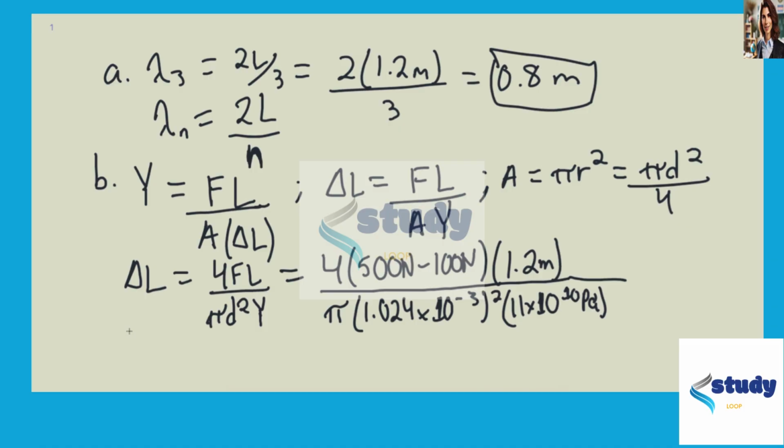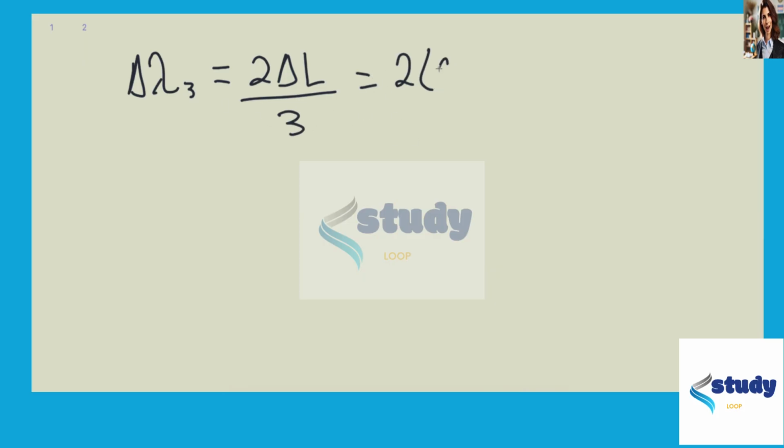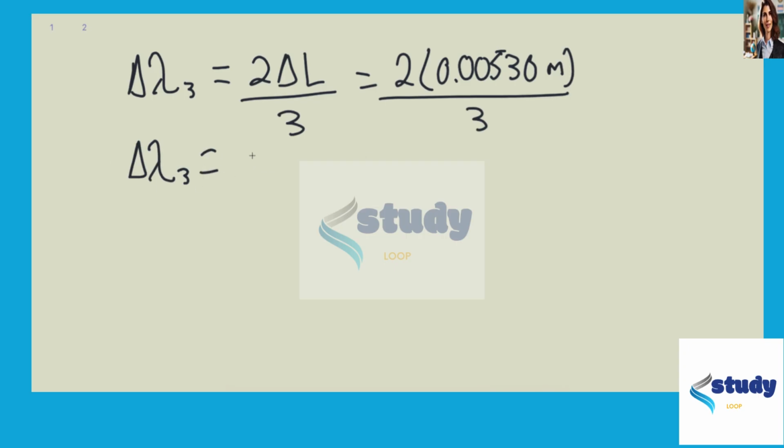And we find that the deformation is going to be equal to 0.00530 meters. Now, we're not done yet. We have to find the change in wavelength of the third harmonic. So the change in wavelength of the third harmonic is simply going to be 2 times the change in length due to deformation divided by 3, because it's going to be the third harmonic. At this point, we can just substitute: 0.00530 meters divided by 3.